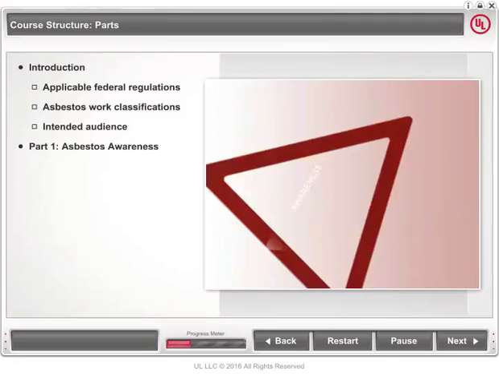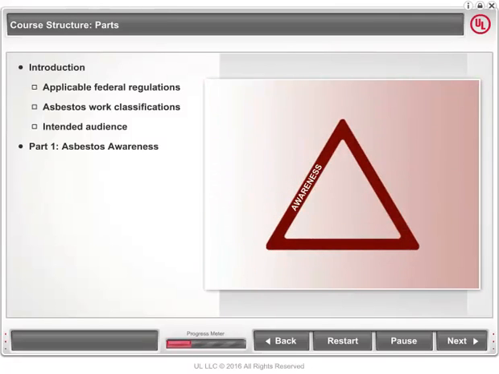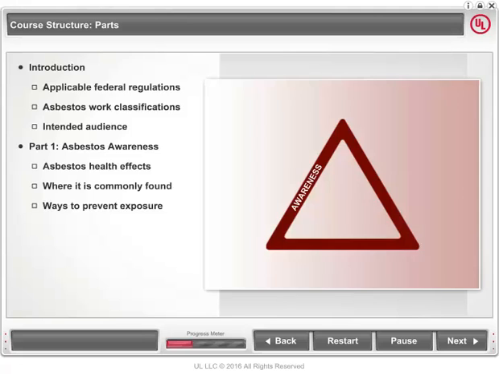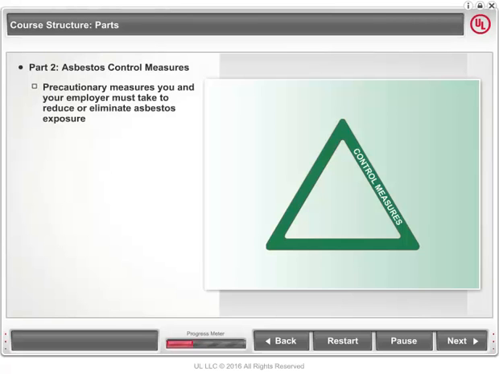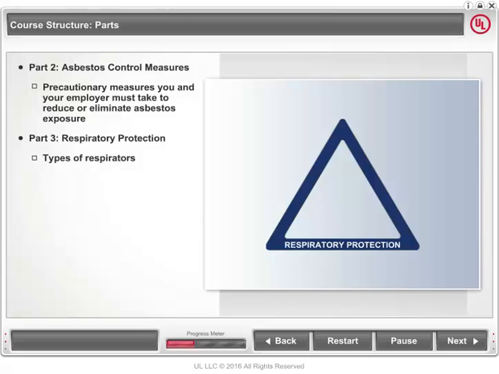The first part, Asbestos Awareness, will describe asbestos, its health effects, where it is commonly found, and ways to prevent exposure. The second part, Asbestos Control Measures, will outline the precautionary measures you and your employer must take to reduce or eliminate asbestos exposure. The third part, Respiratory Protection, will provide an overview of various types of respirators, their limitations, and how to properly don and doff a respirator.